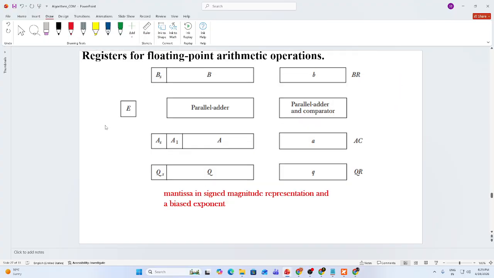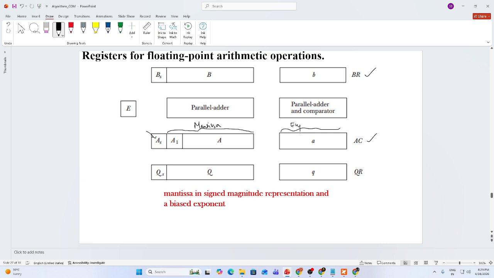Now let us see the hardware for performing addition and subtraction. For each floating point number I can have a provision of 3 registers here. This register we use in multiplication and division, and for addition and subtraction we use this register. This register has 3 things: one is AS for storing the sign, this entire part is the mantissa, and this part is called the exponent.